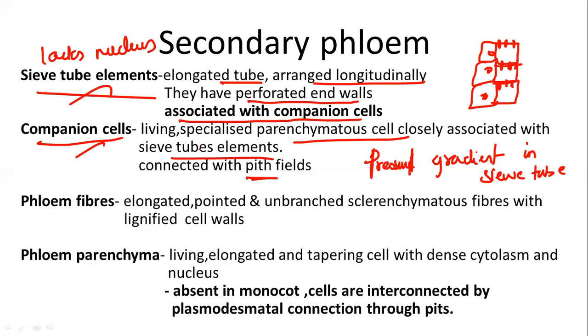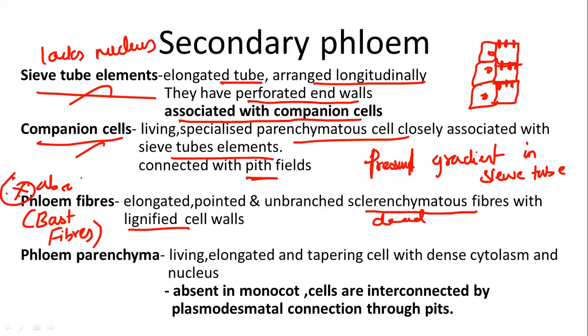The next one is phloem fibers, which are also called bast fibers. They are elongated, pointed, unbranched sclerenchymatous fibers. If it is sclerenchymatous, you can say it is a dead cell, having a lignified cell wall, so no protoplasm. Remember this, fibers are generally absent in primary phloem.